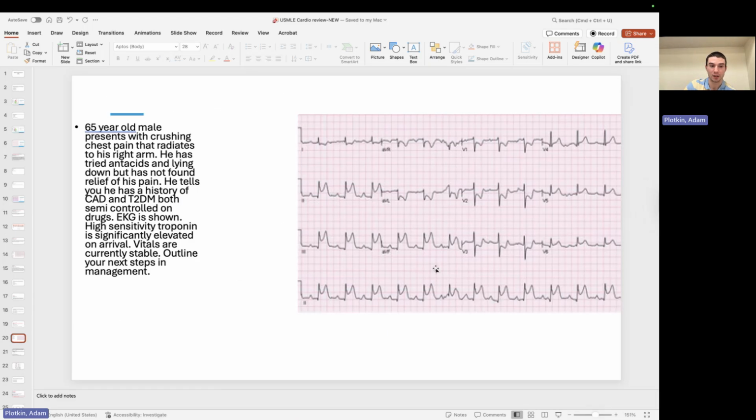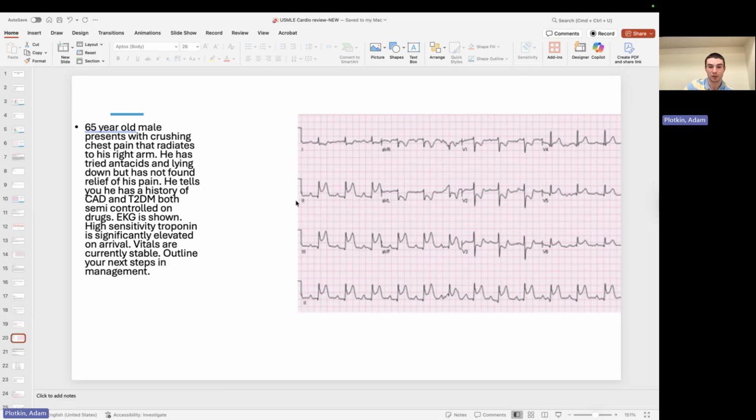All right, almost done here. A 65-year-old male presents with crushing chest pain that radiates to his right arm. He has tried antacids and lying down, but has not found relief of his pain. He tells you he has a history of coronary artery disease and type 2 diabetes, both semi-controlled on drugs. The EKG is shown. His high sensitivity troponin is significantly elevated on arrival. Vitals are currently stable. I want you to think about what you would do for this patient.